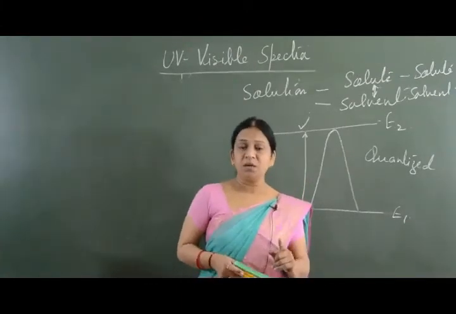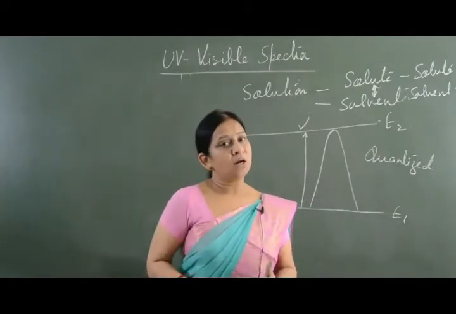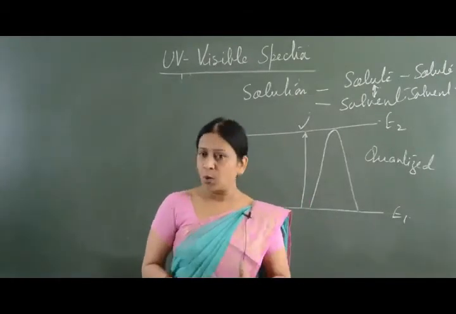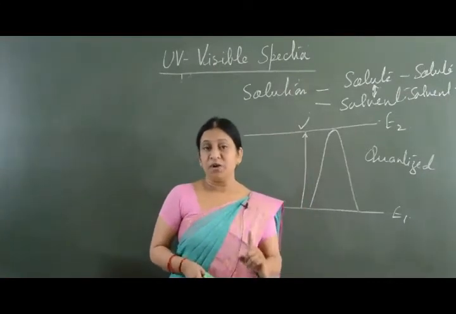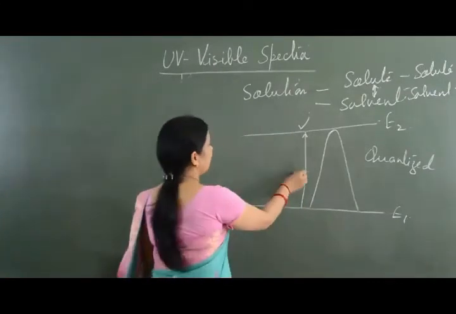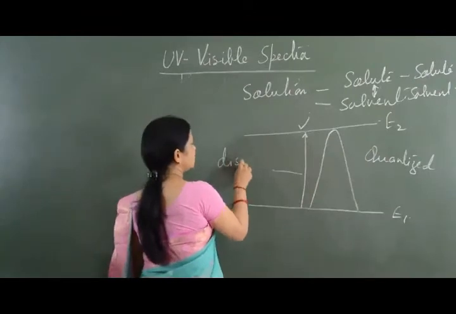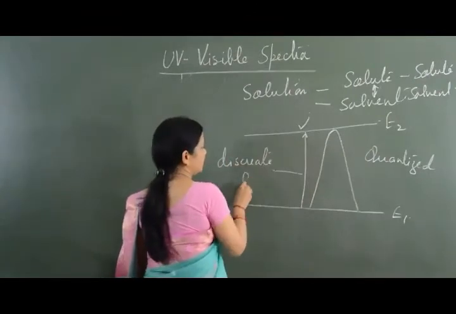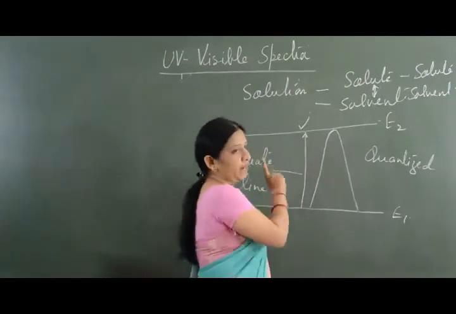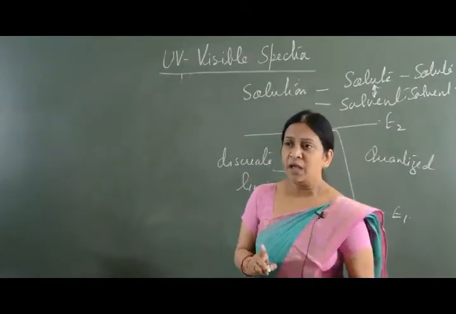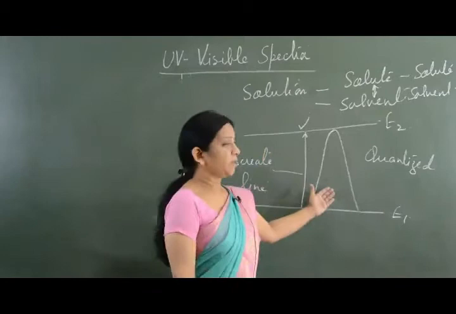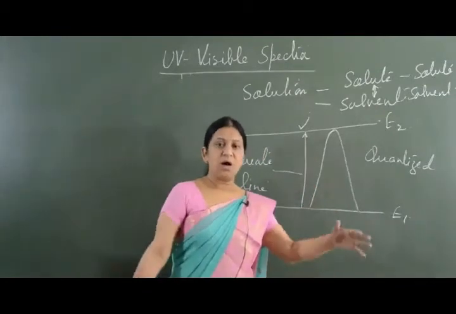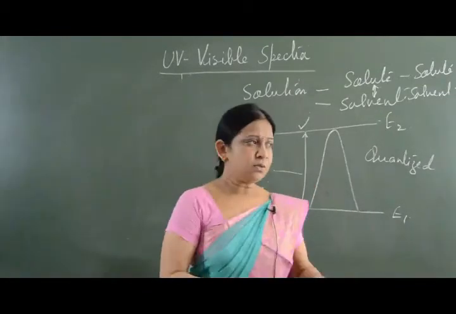So what takes place is that the electron undergoes a transition from one quantized energy level to another quantized energy level. In that case, we are going to get a discrete line. So we are not going to get bands. Otherwise, if the spectra is not carried out in solutions, we are going to get a band. So this is how UV spectra is going to start.